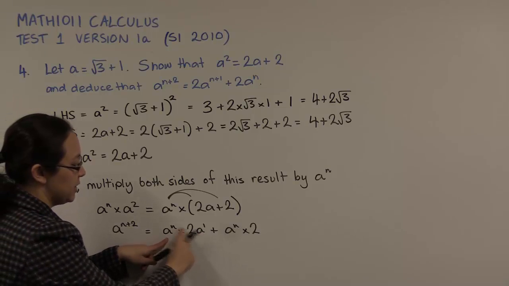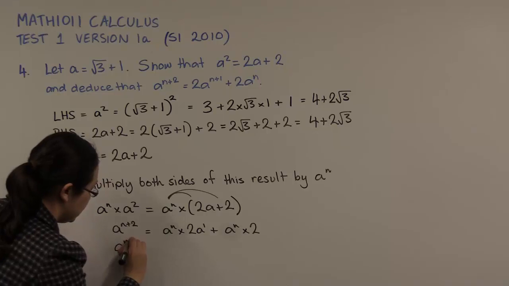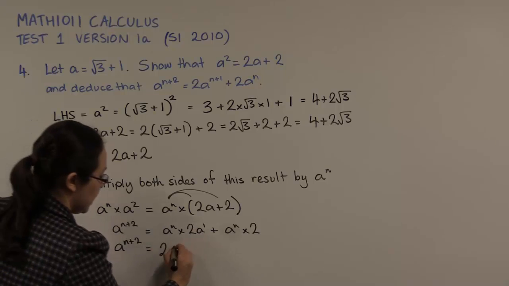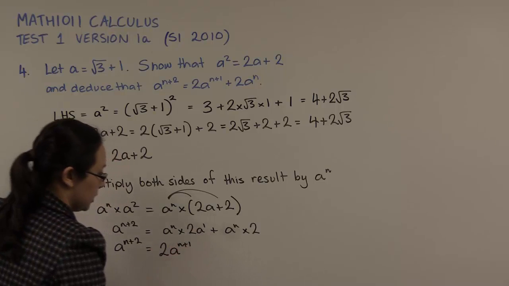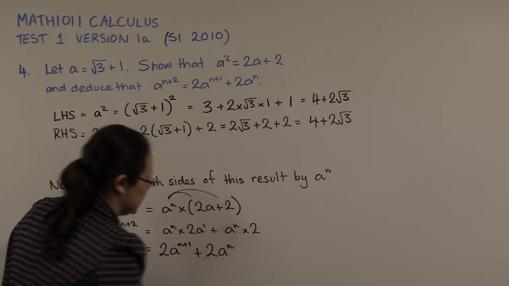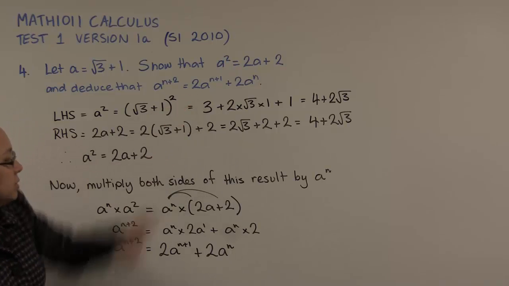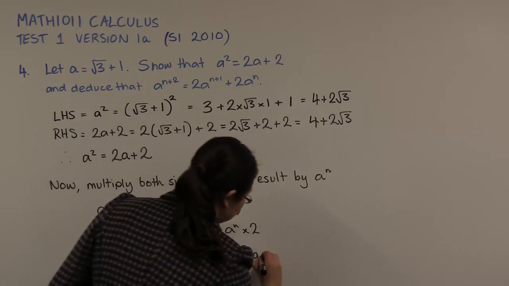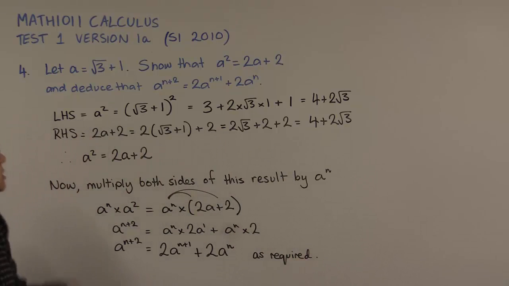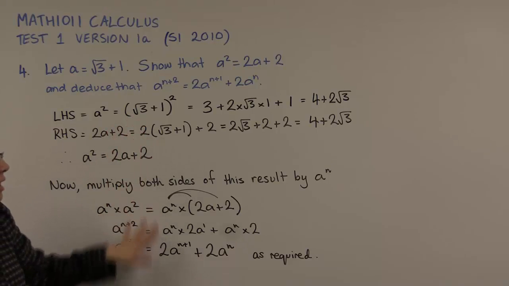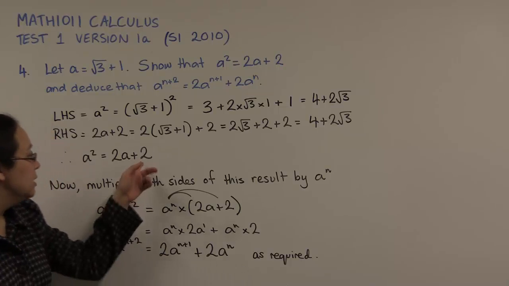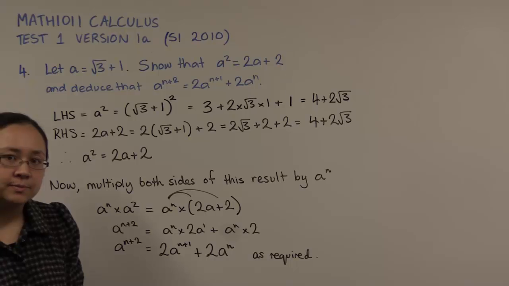These bases are the same, and so I'm going to add those indices. So we have a to the n plus 2 is equal to, well that 2 is that 2, and a to the n times a to the 1 is a to the n plus 1, I'm going to add the indices, plus a to the n times 2 is just 2a to the n, which is exactly what we were asked to prove. So as required. So just expanding some surds here, and then realising that to get the final answer we have to multiply that identity we had by a to the n and use some index laws.